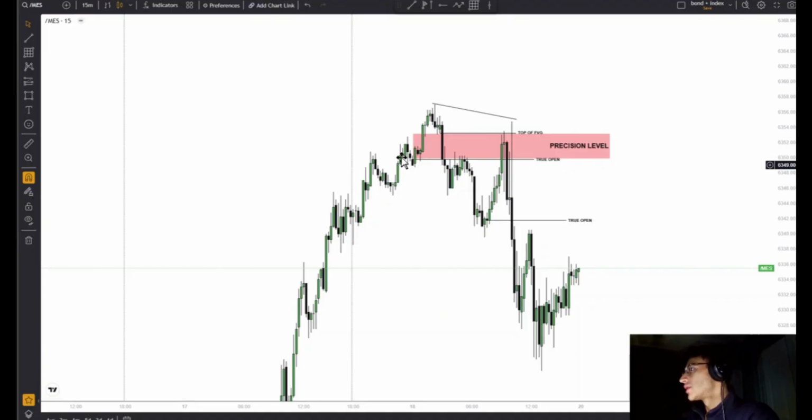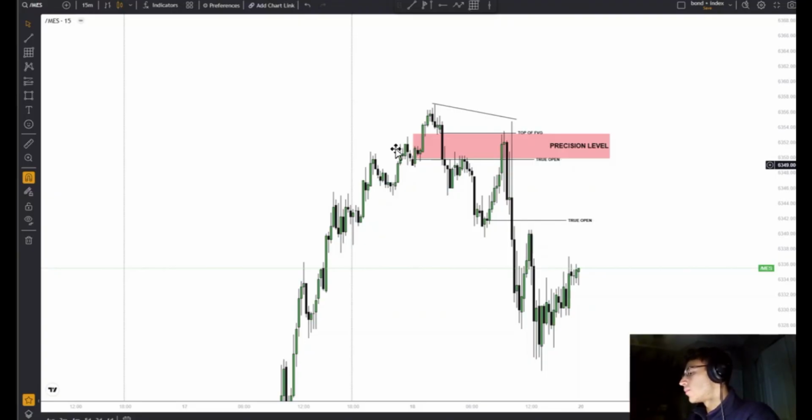Here we go. So in this case, it's a little bit different because down here we have the opening price, midnight New York opening price, and here we have the session opening price. Typically I would prefer to use the session opening price, but in this case we were a lot closer to the failure swing, a lot closer to the midnight New York opening price.